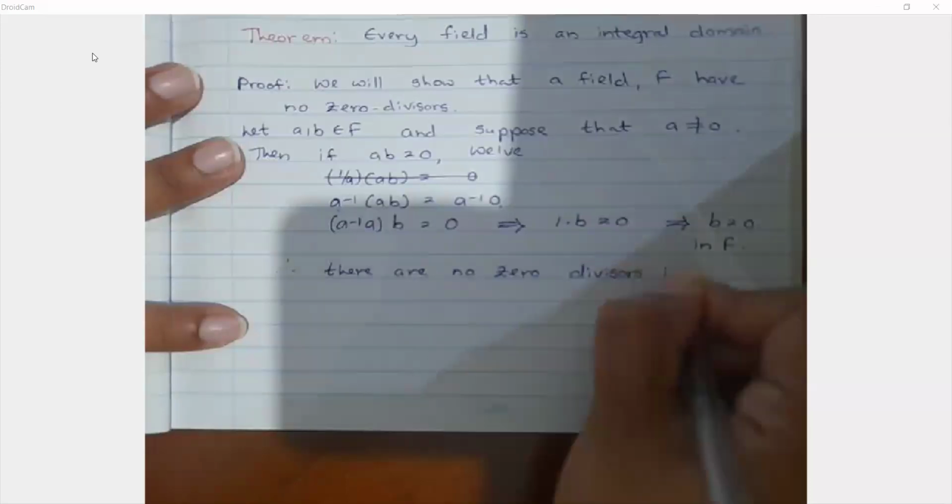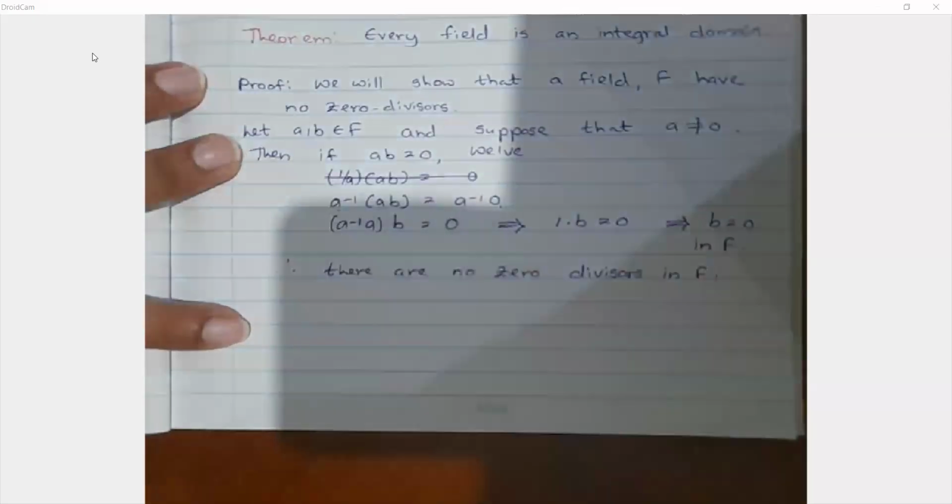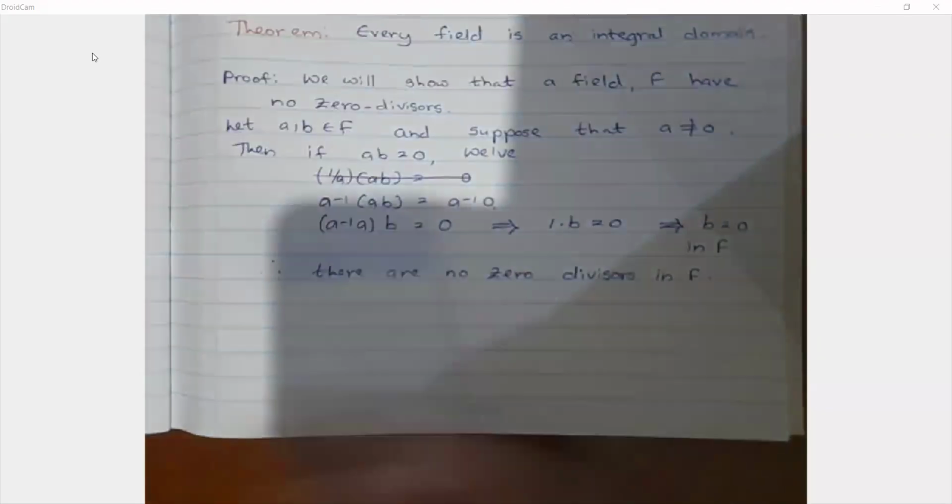Therefore, we simply conclude there are no zero divisors in F. Once again, going back over the proof. If we arbitrarily choose elements A and B from F and consider their product, if A is equal to 0, there's actually nothing to prove. So what we do is consider A to be non-zero.